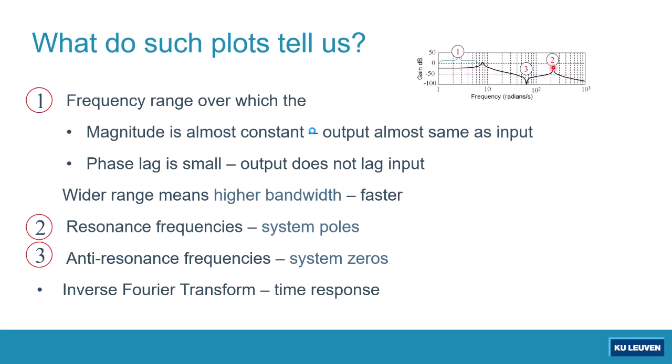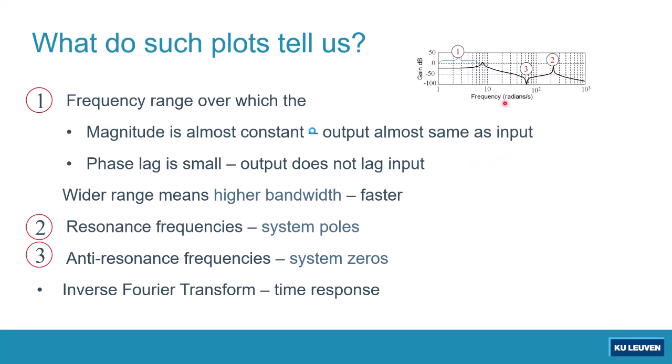The second feature, the peaks, is normally associated with the system poles. But as I have already mentioned before, not all Bode plots will have this kind of peak. It doesn't mean that it doesn't have poles. If you have peaks, then the peaks are associated with the system poles, but not all poles will manifest themselves in this kind of peak.